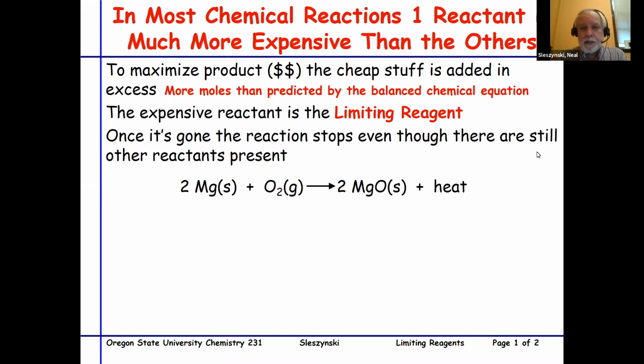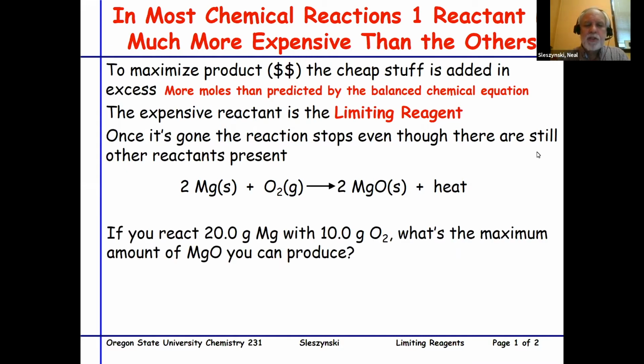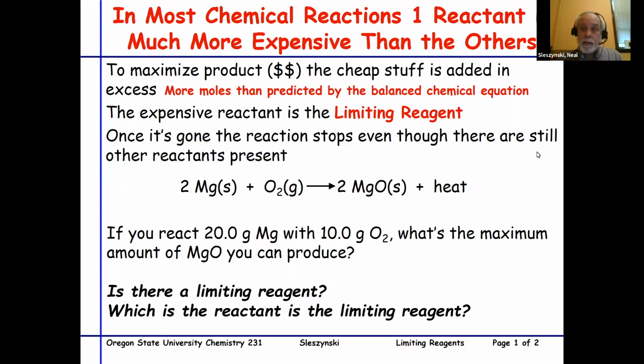Well, we've already balanced this chemical reaction. We have two magnesiums on the left side, two on the right side, two oxygens on the left side, two oxygens on the right side. So the reaction is balanced. But when we walk into the laboratory, if we have access to 20 grams of magnesium and only 10 grams of oxygen, what's the maximum amount of magnesium oxide we can produce? Is there a limiting reagent? If there is, which of these two reactants is our limiting reagent? Well, let's go through the math on that and see what we can find out.